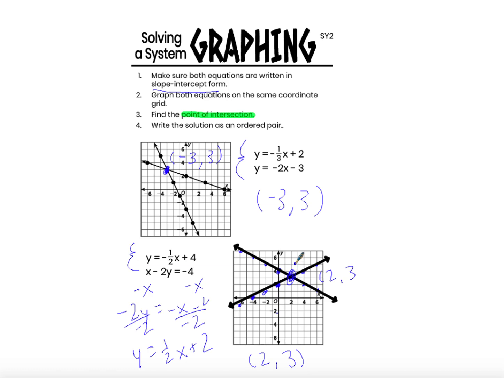The reason the point of intersection is the solution is that it is the only point that lies both on this line and on this line. So the point of intersection is the ordered pair that makes this equation true, meaning it lies on this line, and it makes this equation true, meaning it lies on this line. Similarly here, the point of intersection is the only point that lies on both lines. That means it makes both equations true and is my solution to my system.